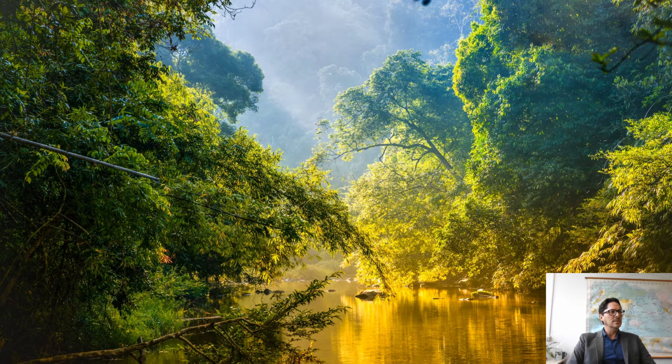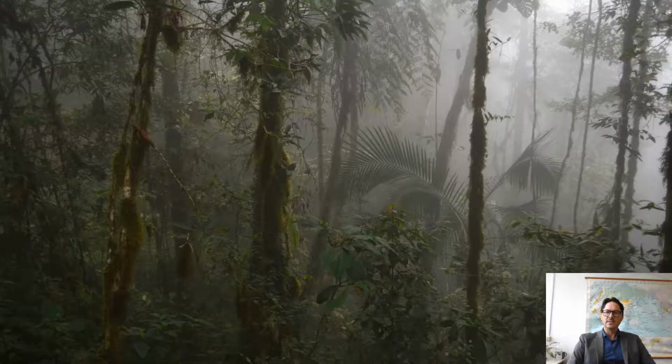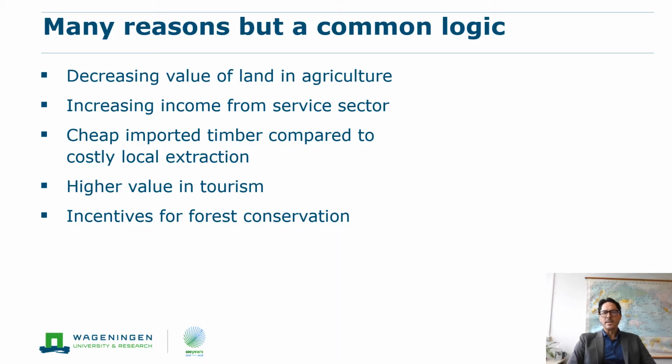Now, Costa Rica looks like this. This will be the lowlands of the country, and this will be the uplands of the country. Lush tropical vegetation after more or less 30 years of the forest slowly recovering. There are many reasons, of course, but there is one single common logic to all of them.